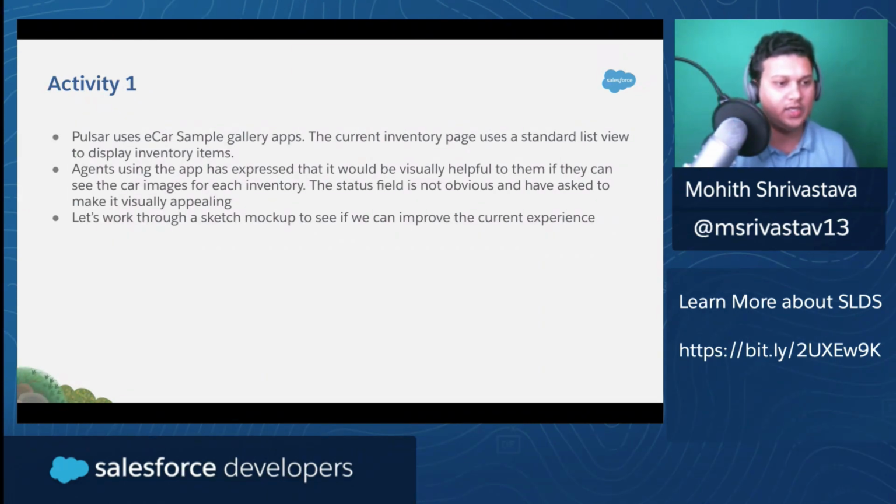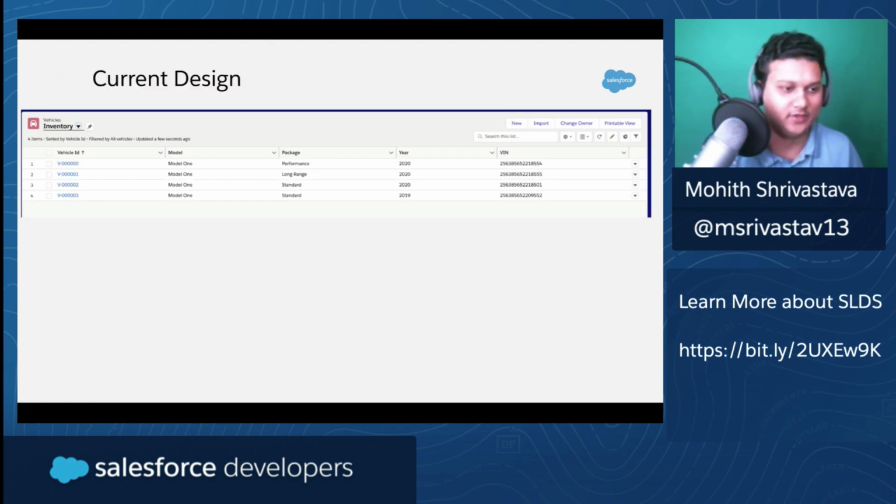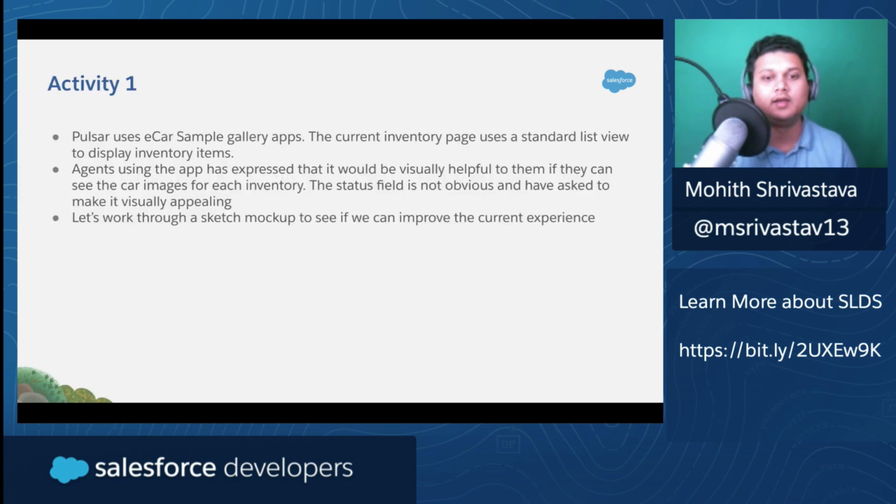So our first activity for today is, you've seen the eCars application, right? So we know how the current inventory page looks. It almost looks like this. We have vehicles. It's a list view essentially, which has the model, the package name. It has a VIN, right? We can add one more column here, status of the inventory, right? So this is the current design, right?